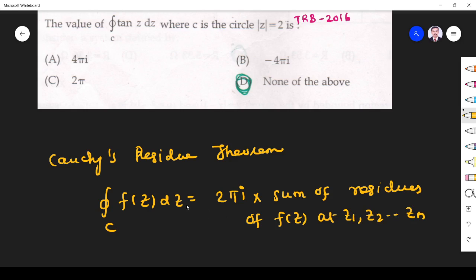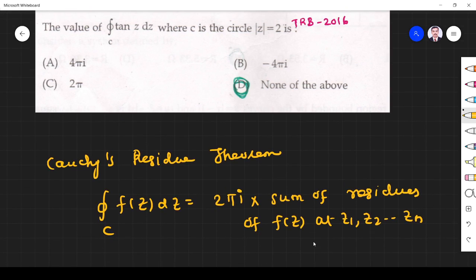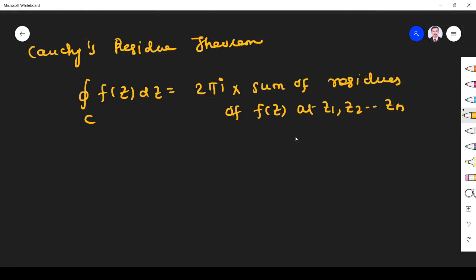So if I want to find this answer, I need only residues. So first I find the residue of tan z, right? So what is my f of z? F of z is tan z. How to find residue? I told already, right? So if you want to find residue, simplify this numerator and denominator, sin z by cos z, right?